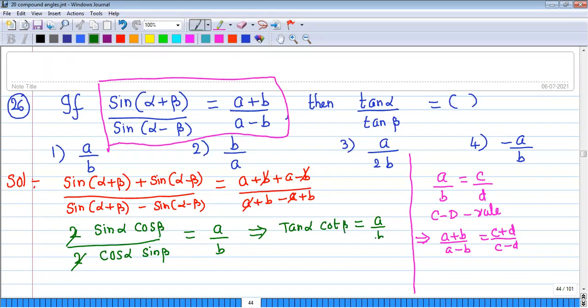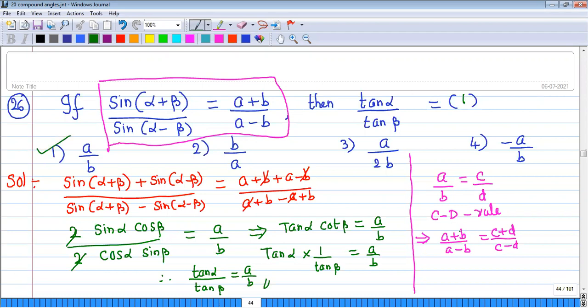And one more interesting thing is tan alpha into cot beta, we can write as 1 upon tan beta, equal to A by B. So therefore tan alpha by tan beta equals A by B. So the first option is the right option.